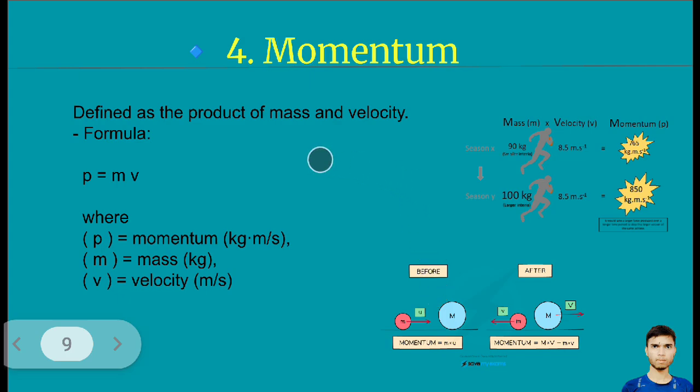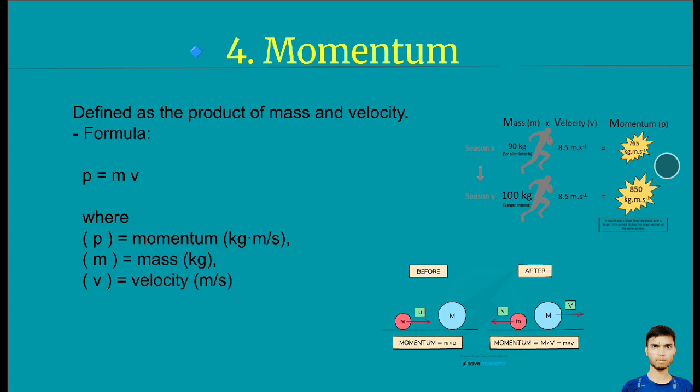Now next, momentum. What is momentum? Always remember, if the mass of your body is 90 kg, and you are running with this much speed, so of course this will be the total momentum. On the other side, let's assume the mass of your body is 100 kg and the velocity is the same. Now what will be the momentum? This will be the momentum.